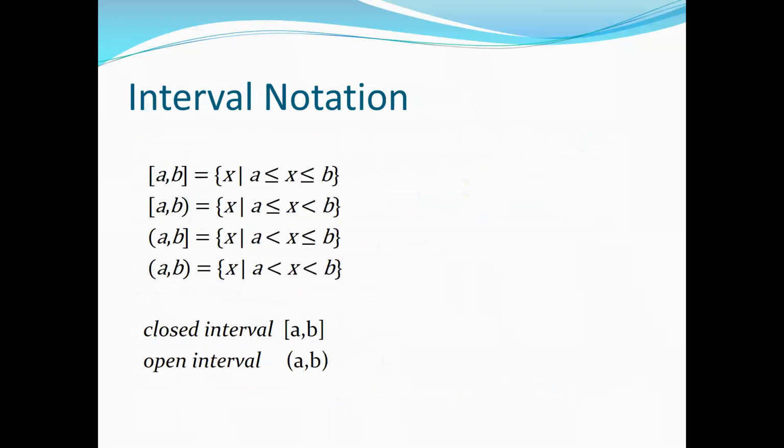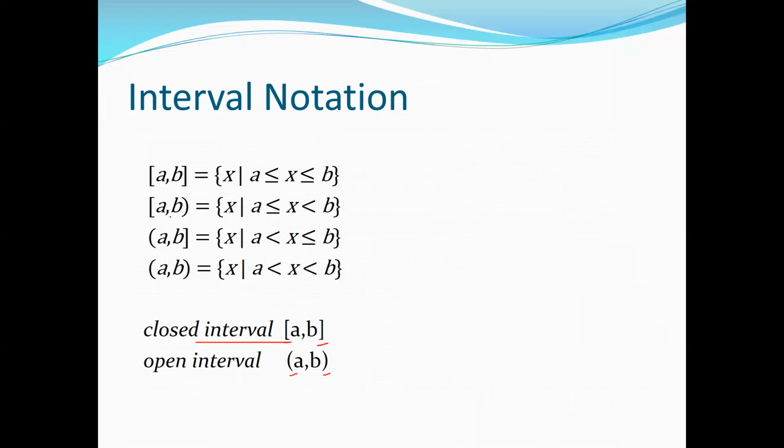Interval notation. This is another notation to describe the sets that we use with the set builder notation, right? For example, understand these two things: one is inclusiveness, another one is exclusiveness. What do we mean by inclusiveness and exclusiveness? These are the closed intervals. For the closed intervals we use these brackets. For the open interval we use these brackets, right?